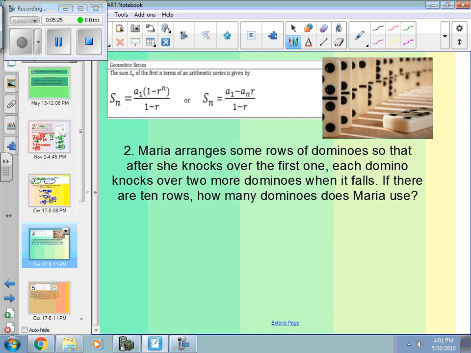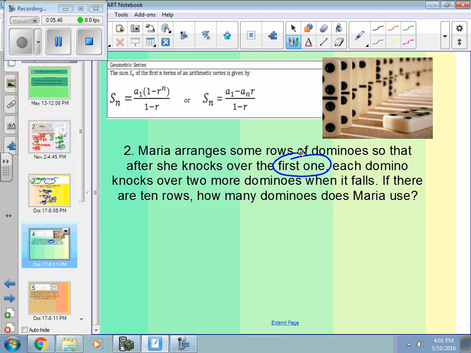All right, let's look at another one. Maria arranges some rows of dominoes so that she knocks over the first one. Each domino knocks over 2 more when it falls, and so on. If there are 10 rows, how many dominoes does Maria use? So maybe some of you as a kid set this up and knocked them over and you see how the dominoes fall. Well, we want to see what information we know.